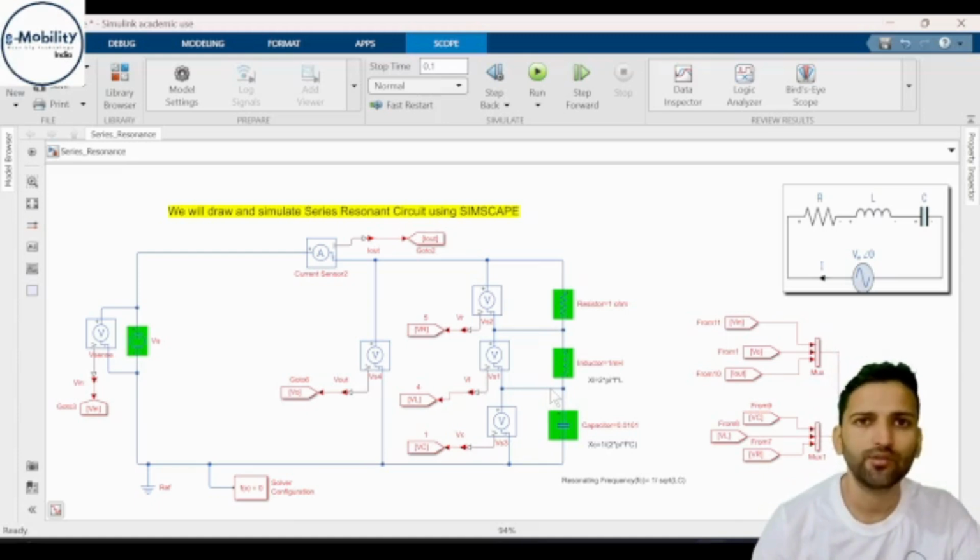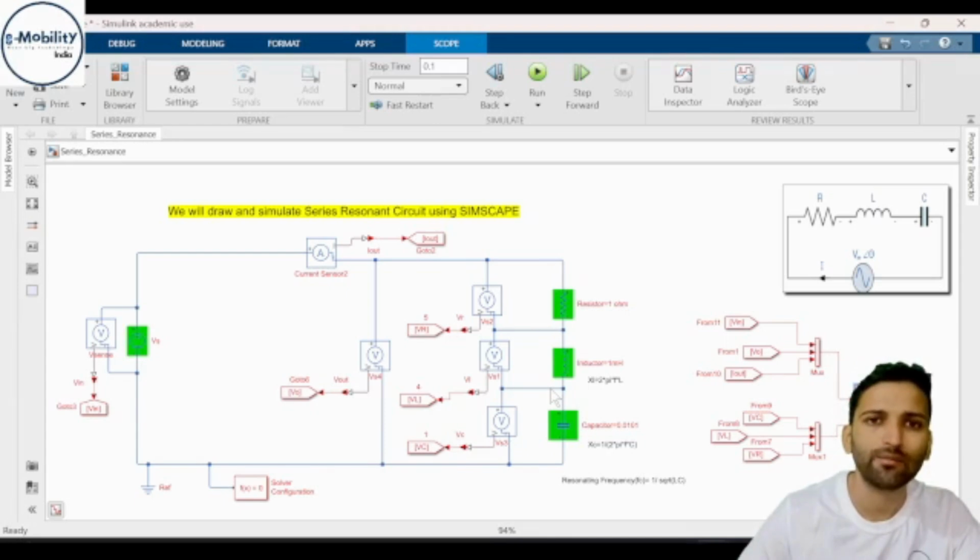Greetings to all. In this video, we will be simulating a series resonant circuit using MATLAB Simscape. So what is Simscape? First we will be peeking into it.